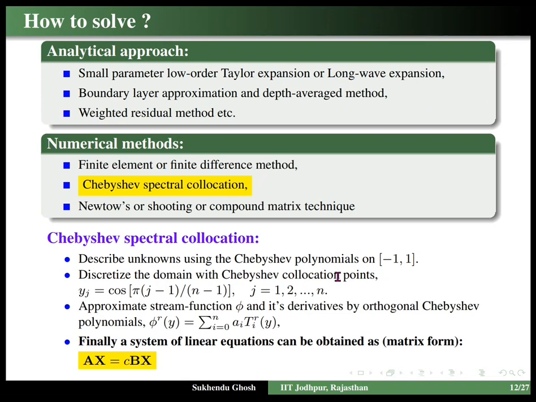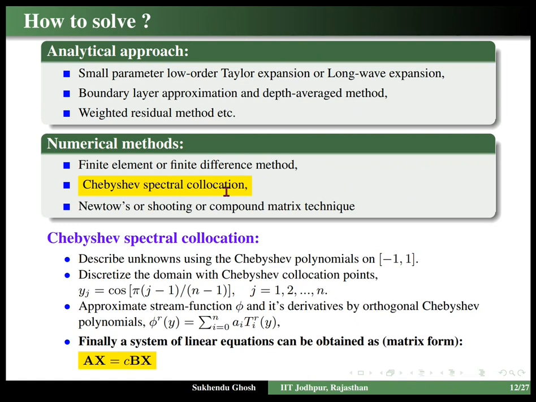To solve, you can try either an analytical approach or a numerical approach. For the analytical approach, like Professor Usha already mentioned, you can take help of long wave analysis, which is nothing but one kind of Taylor series expansion, or the weighted residual method, etc. However, since these types of problems are complicated, it is not easy to implement the analytical methods. You have to go through a numerical process, and the Chebyshev spectral collocation method is the most used and most appropriate method to solve these kinds of problems.